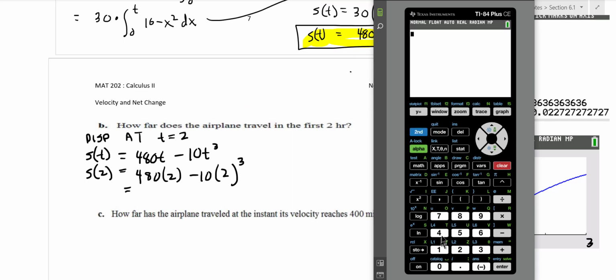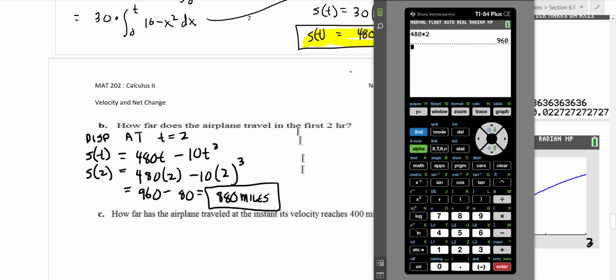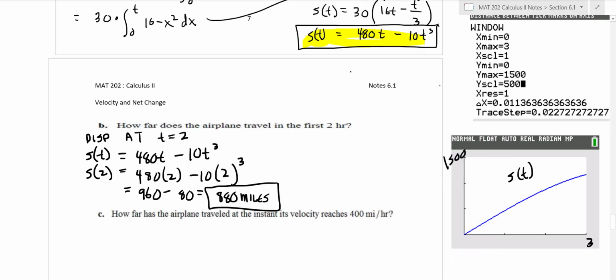Okay, so let's see, I got 480 times 2 was what, 960. This thing right here is 2 to the third, which is 8. 8 times 10 is 80. So that would end up giving you 880 miles. All right, so that is the displacement.